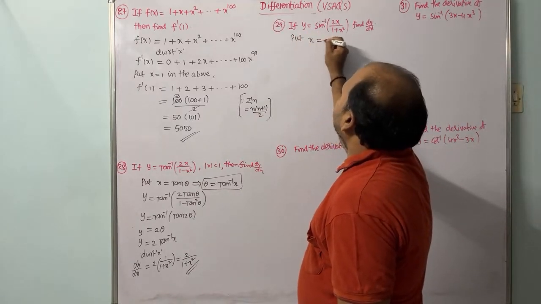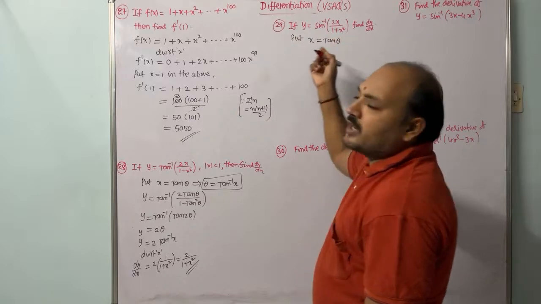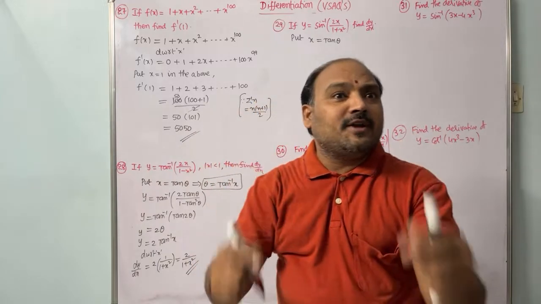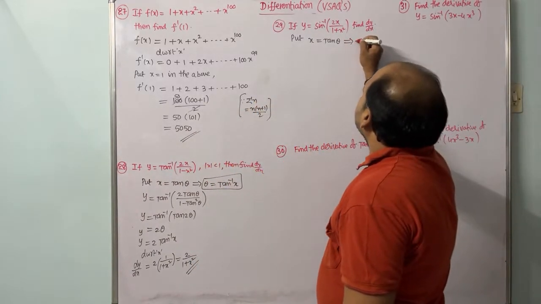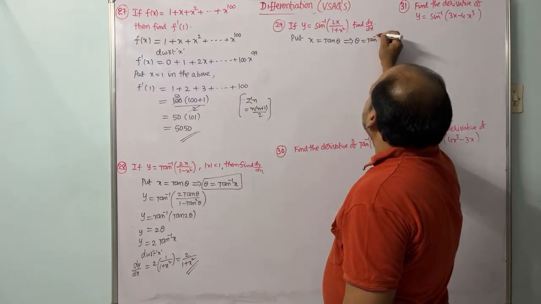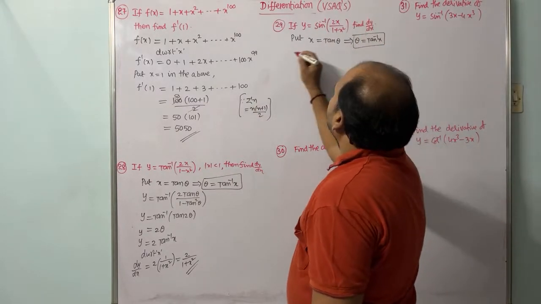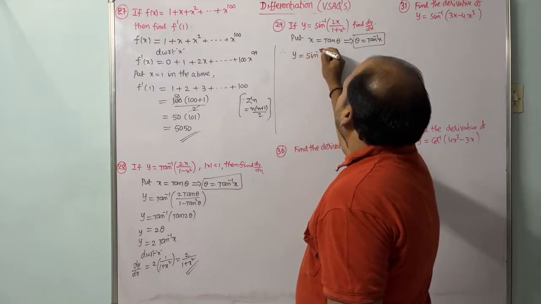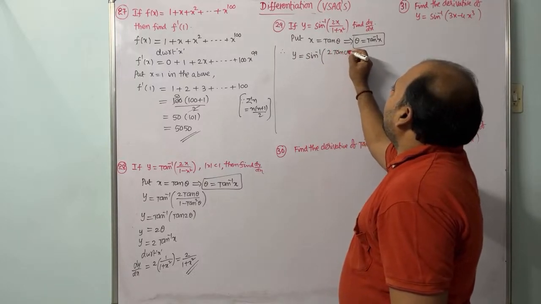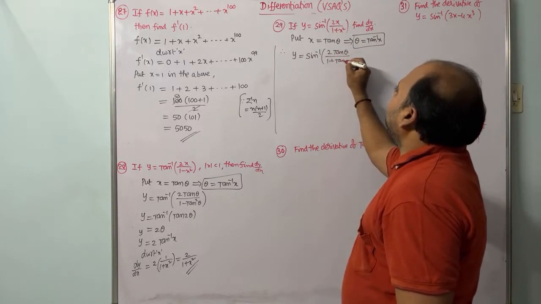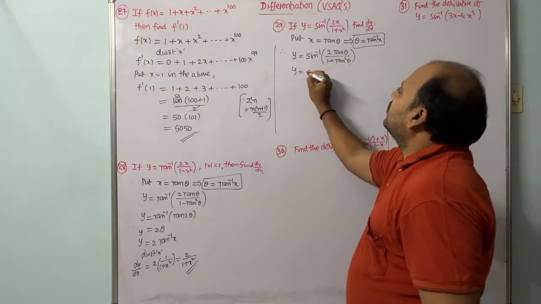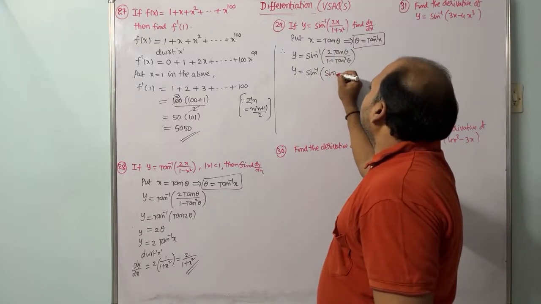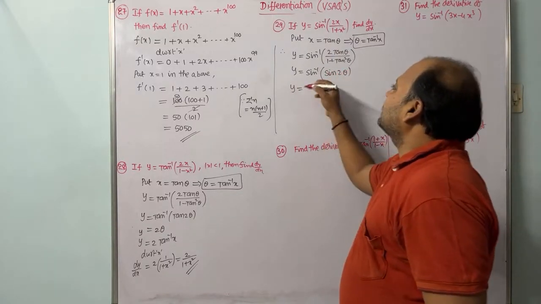Put x is equal to tan theta. Sir, here sin inverse is there, how to take tan inverse? 2 tan theta by 1 plus tan square theta is the formula for sin 2 theta in terms of tan. So that implies theta equal to tan inverse x. Therefore, y is equal to sin inverse of 2 tan theta by 1 plus tan square theta, which means sin 2 theta only. So again sin inverse of sin 2 theta is 2 theta.